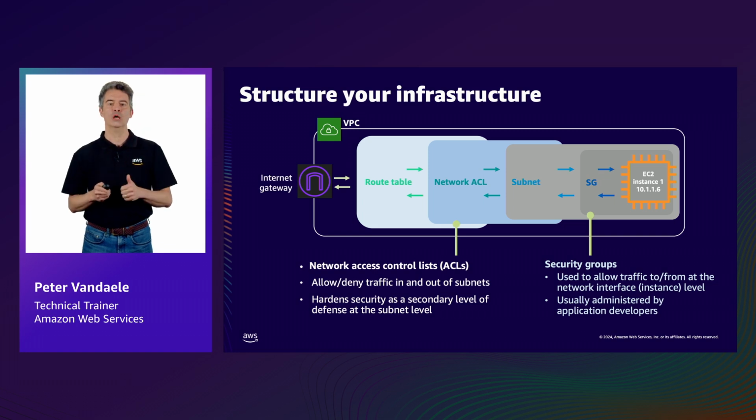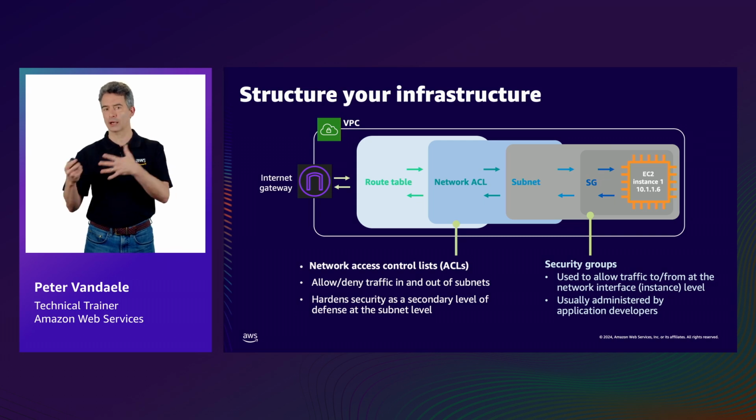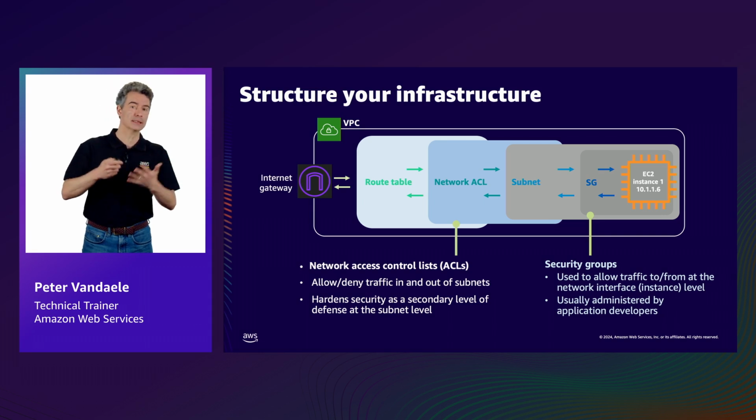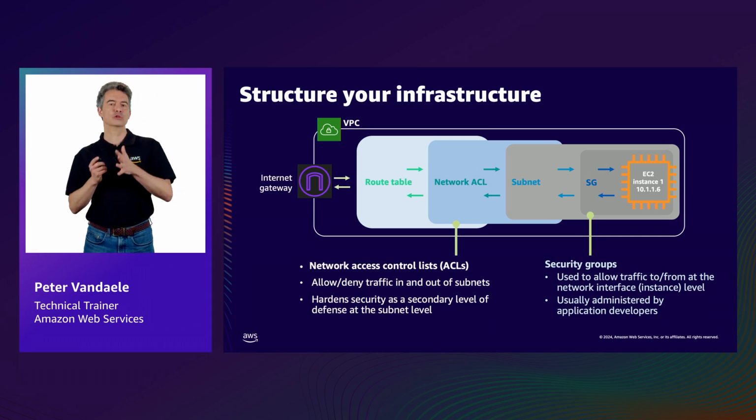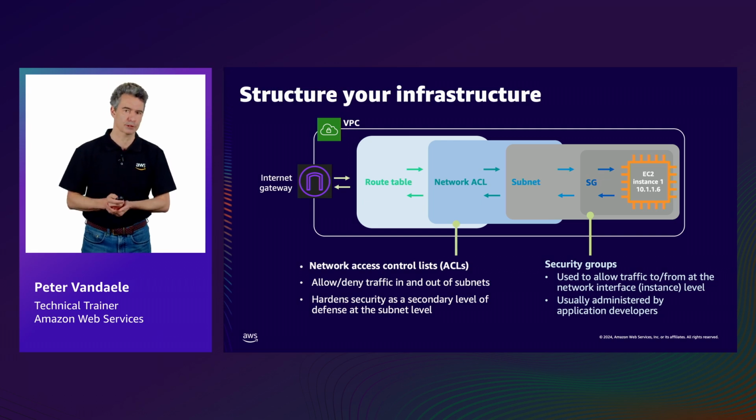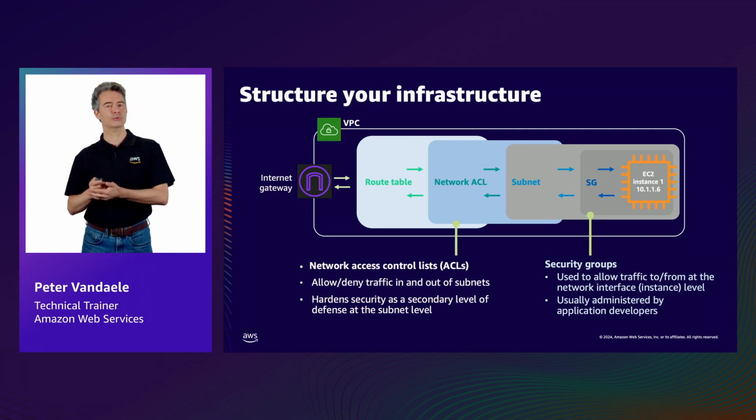So firstly, we have the internet gateway, which acts as a doorway to connect the VPC to the outside world. This enables resources in your public subnets, such as EC2 instances, to connect to the internet if the resource has a public IP address. Then we have route tables.